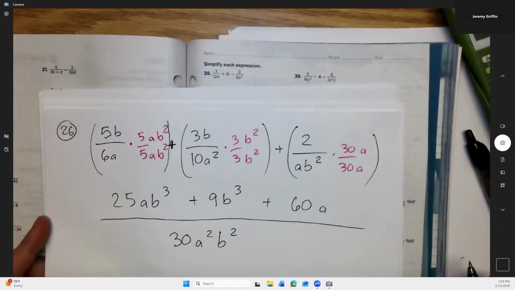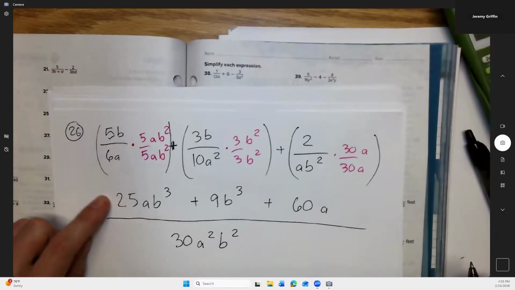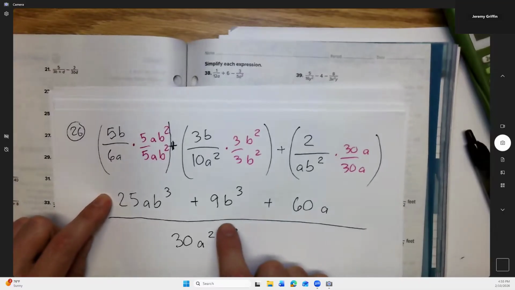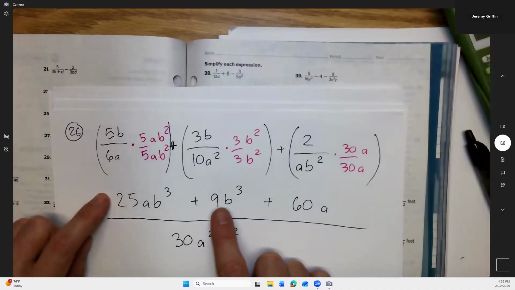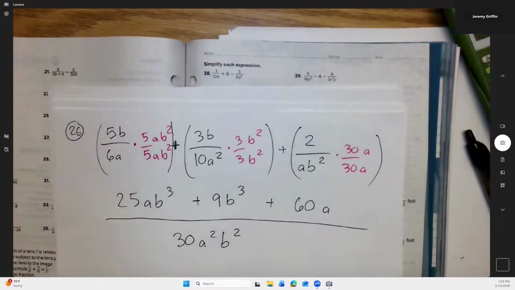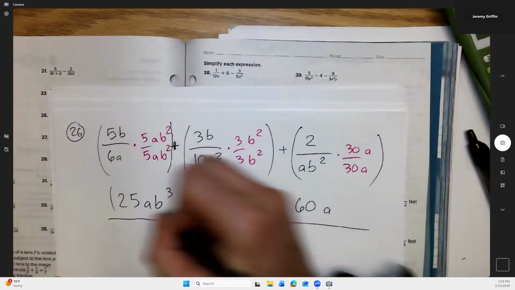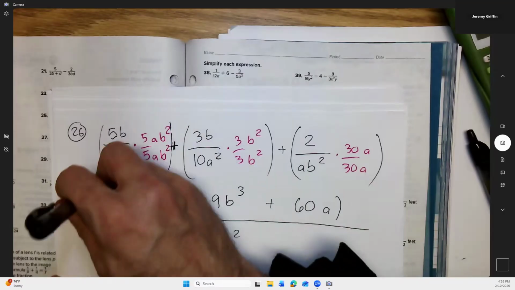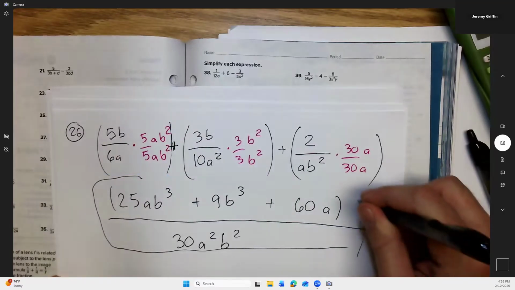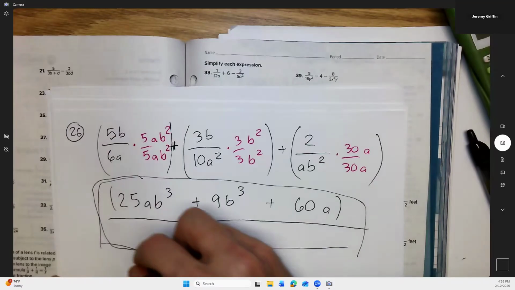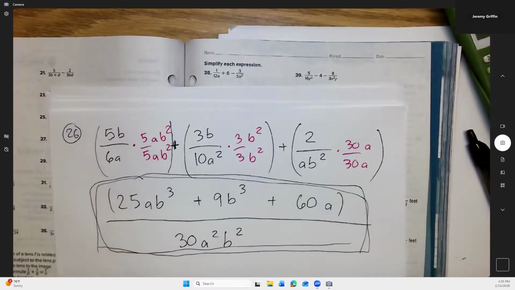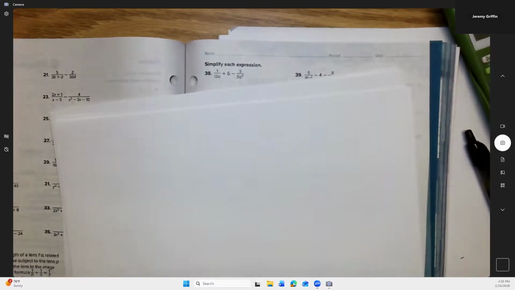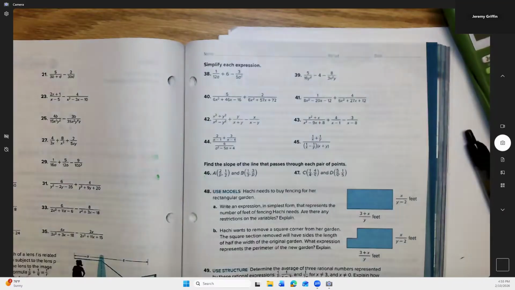Can I simplify this at all? Well, 25 is 5 times 5, and 9 is 3 times 3. Those factors have nothing to do with each other, fives and threes. So I can't really simplify it beyond that. I think this should be the full answer right here. There it is. It's pretty good. All right, and one more.